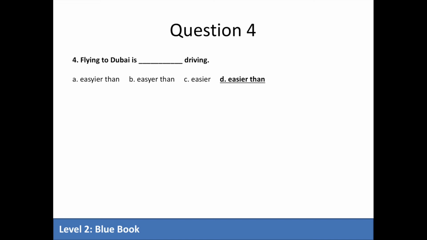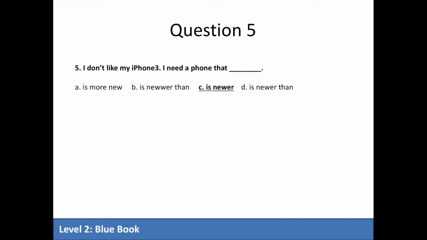Question 4. Flying to Dubai is blank driving. Here we have the verb is, so we only need the comparative adjective. You'll remember that adjectives with two syllables that end in Y, we drop the Y, add I, ER, plus than, so D is the correct answer. Question 5. I don't like my iPhone 3. I need a phone that blank. So in this sentence, we know we need a verb. We're talking about a phone, so we can use is. iPhone 3, that's pretty old, so I probably want a new phone. Again, we have new, one syllable, so we can add ER to form the comparative. And I know I'm comparing a new phone to my phone, the iPhone 3, so I don't need to include than. So C is the correct answer.